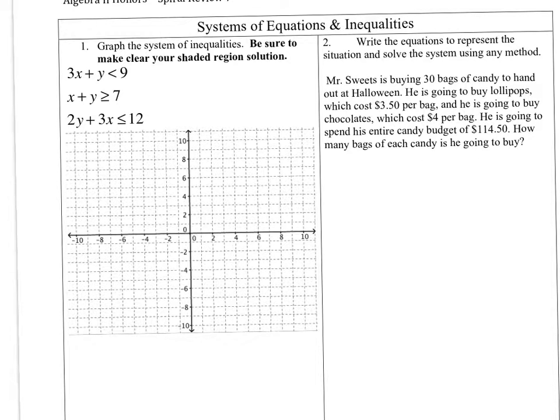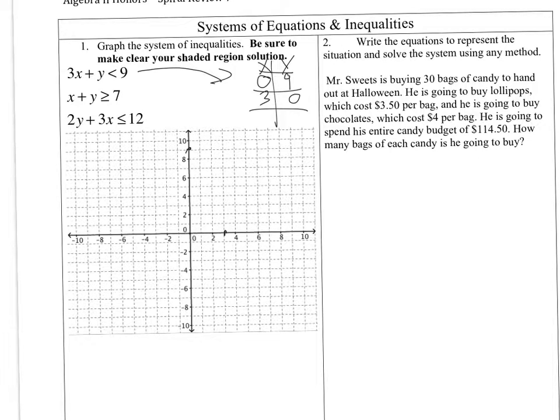I'm going to try to set the first two to be numbers that are a little bit easier to work with. What the heck, I'll just do these all in standard form because they come out pretty nice. If I plug in 0 for x, I get 9 for y. And if I plug in 0 for y, I get 3 for x in the first one. All right, so 0, 9, and 3, 0.